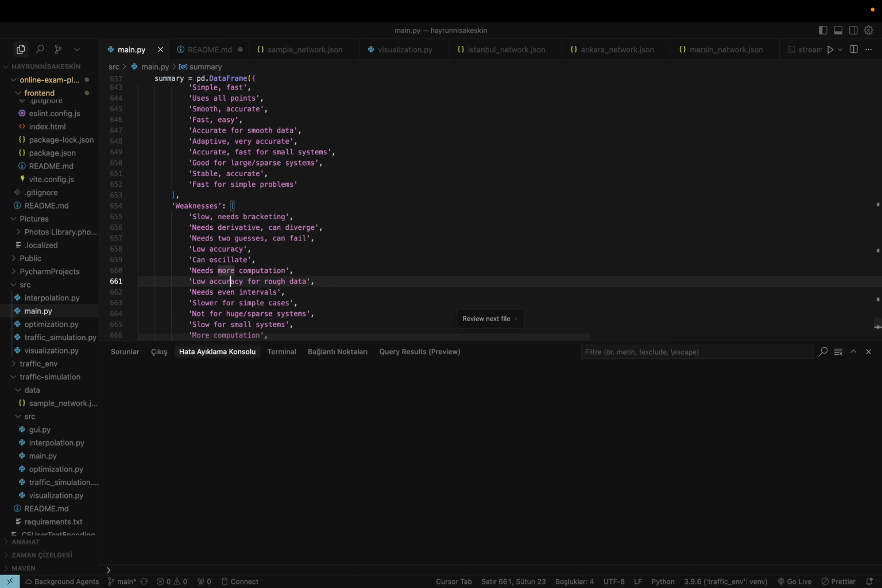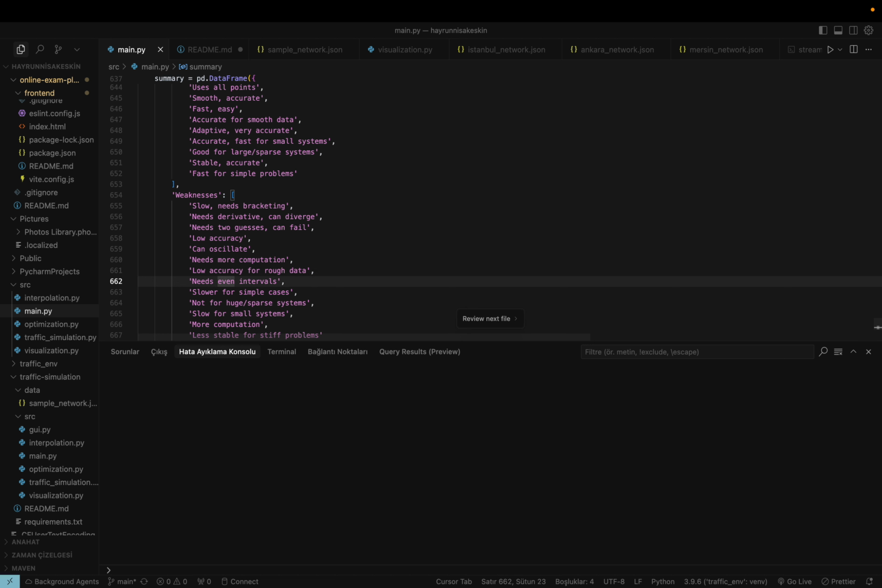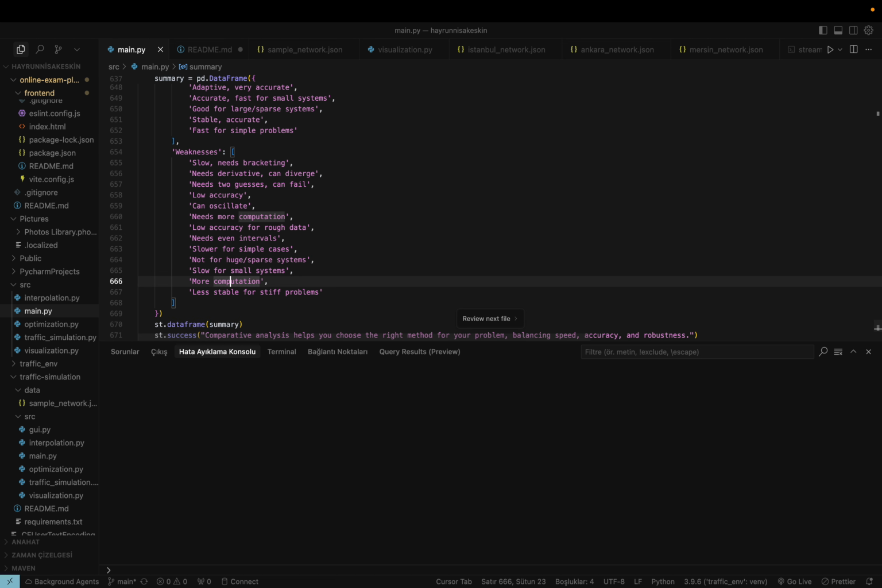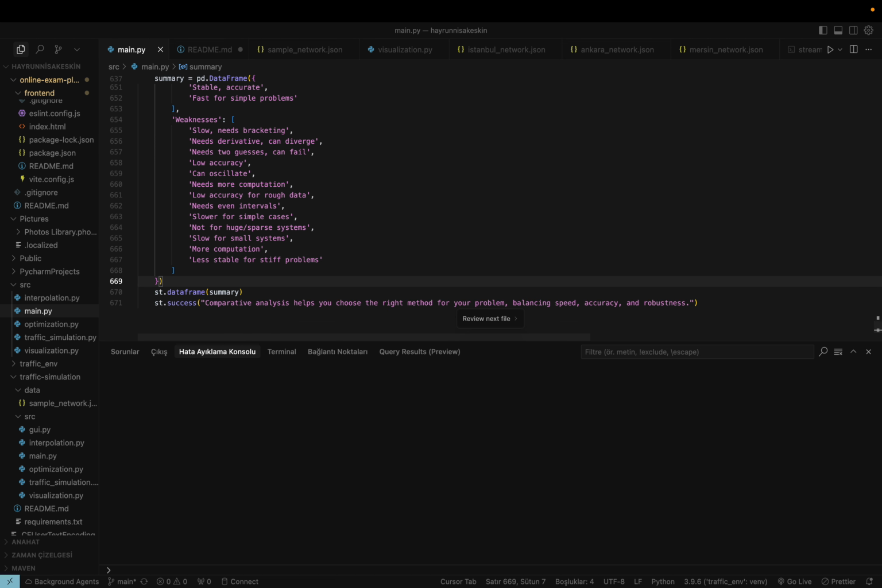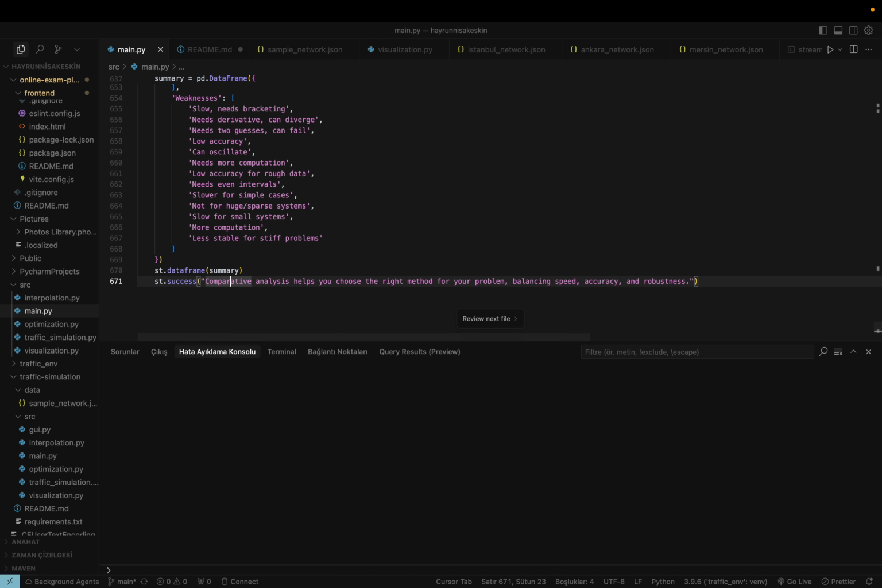And weaknesses: slow, needs bracketing, needs derivative, can diverge, needs two guesses, can fail, low accuracy, can oscillate, needs more computation, low accuracy for raw data, needs even intervals, slower for simple cases, not for huge sparse systems, slow for small systems, more computation, less stable for stiff problems. And finally, the summary: comparative analysis helps you choose the right method for your problem, balancing speed, accuracy, and robustness.